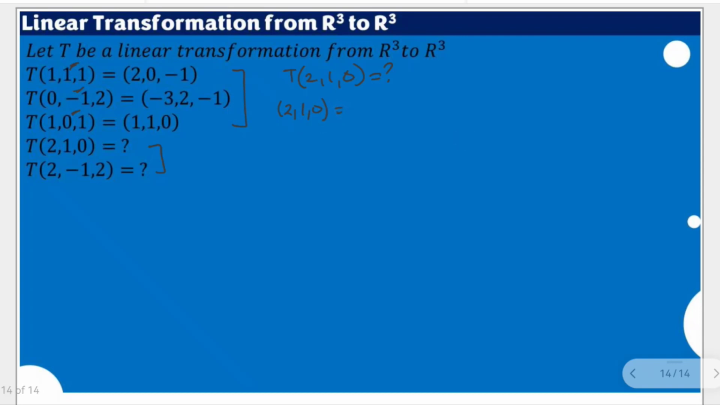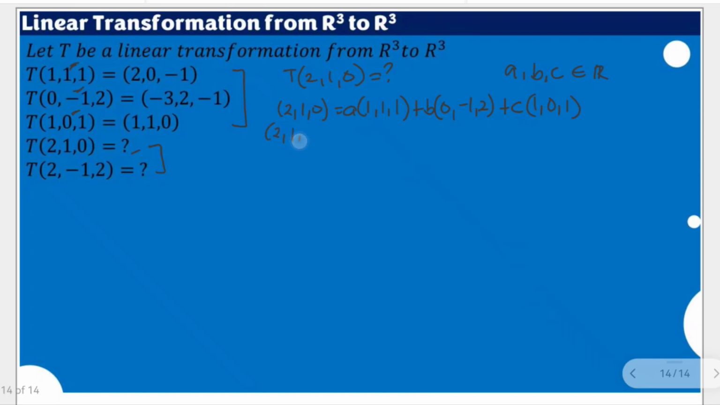When writing that, we have A(1, 1, 1) plus B(0, -1, 2) plus C(1, 0, 1), where A, B, and C are elements of the real numbers. Before we could come up with the answer to this, let's start by solving for these coefficients. This process may take a lot of steps, but let's do it step by step.